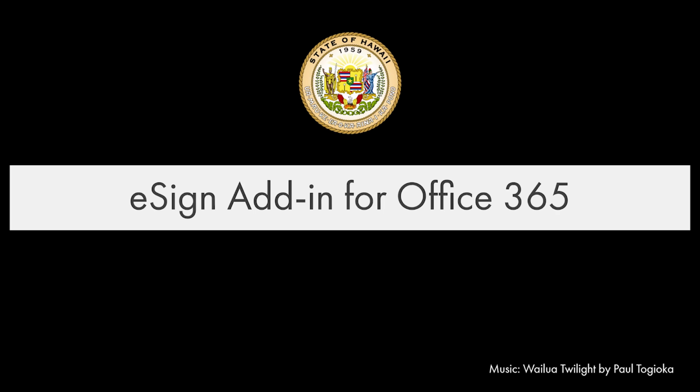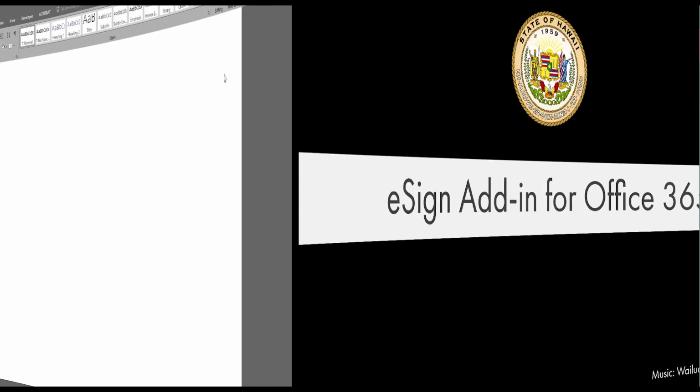The Adobe Sign add-in allows the user to open any Word or PowerPoint file or Outlook email that has an attachment, and use that file as the basis for a new agreement. This video will walk you through establishing the authenticated connection between Office 365 and eSign. This process only needs to be done once. Then we will go over how to use the eSign add-in.